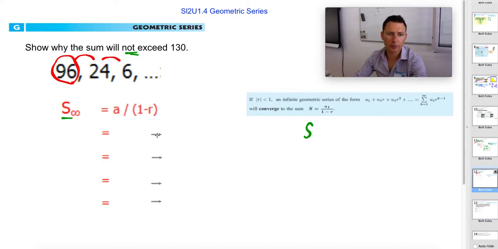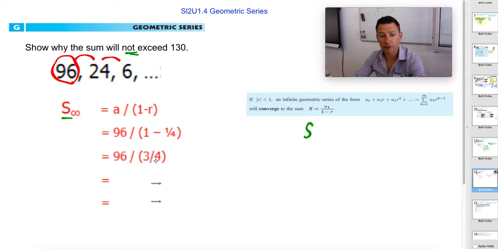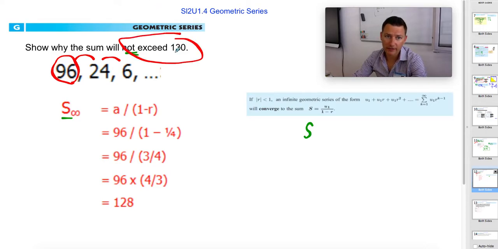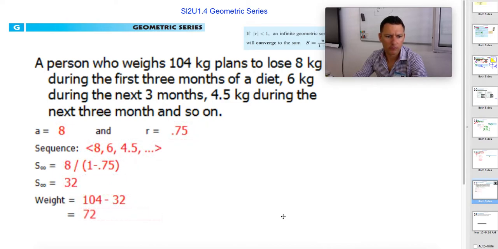And so you're going to end up with this piece, 96 over 1 minus 1/4, because if you divide one by the other, you get 1/4, 1/4. If you clean that up, you get 96 over 3/4, and this ends up being 128, which does not exceed 130. So we showed that. Yay! Great. Same deal. If you'd like to try that, there's some solutions.